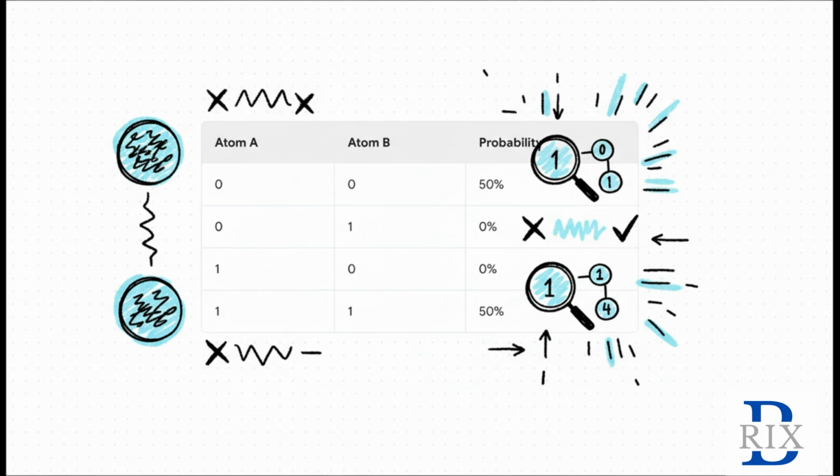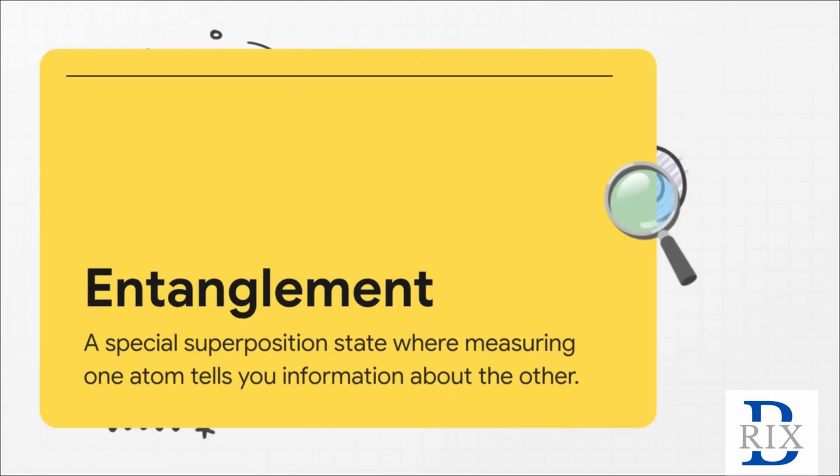If you measure the first atom and it's a 0, you know, instantly, without even having to measure it, that the second one is also a 0. The same goes if you get a 1. This is what Einstein famously called spooky action at a distance, and this link holds true even if these two atoms are on opposite sides of the universe. It's an instant connection. And this powerful correlation is a key resource for quantum computation.